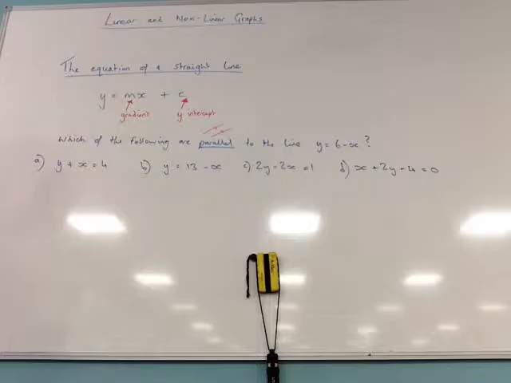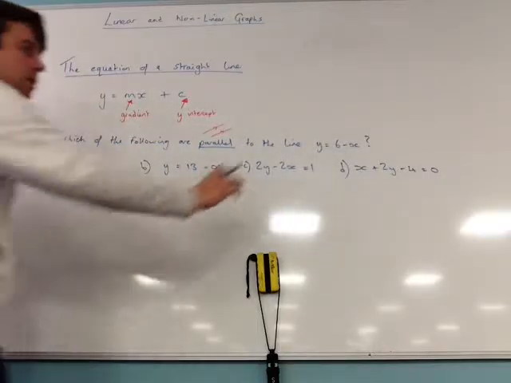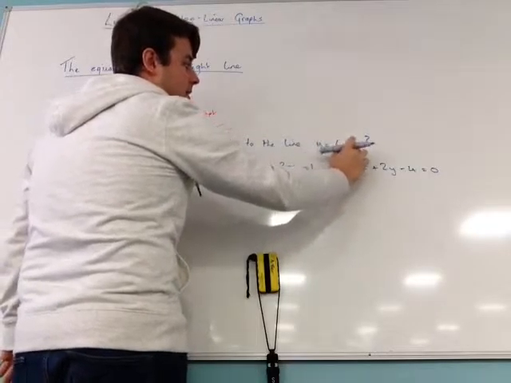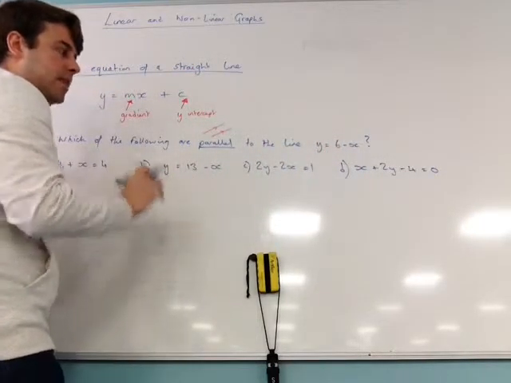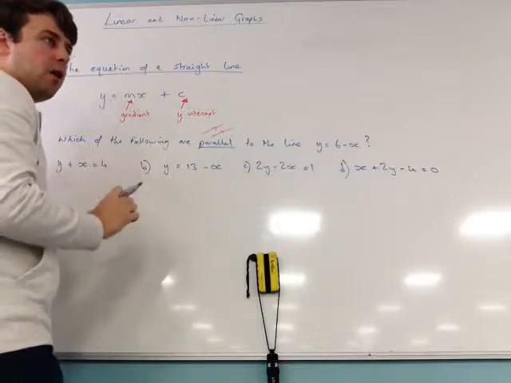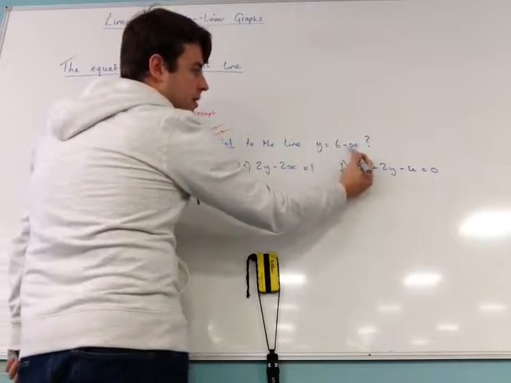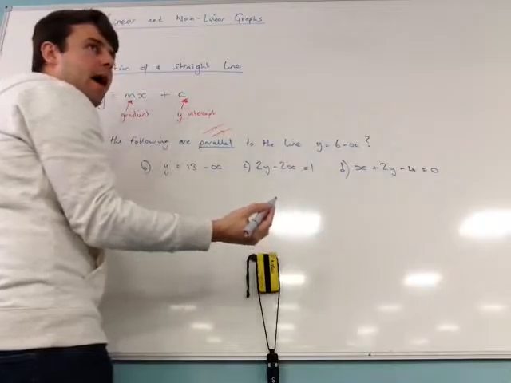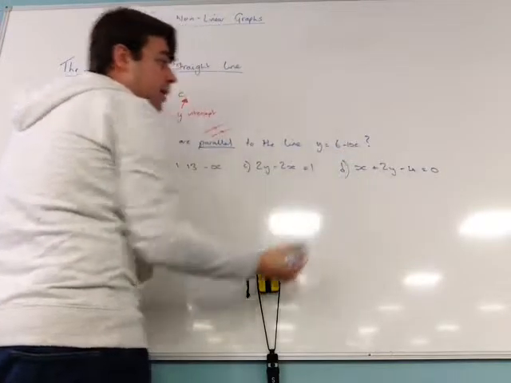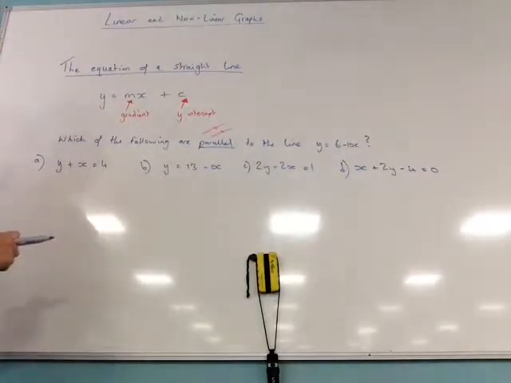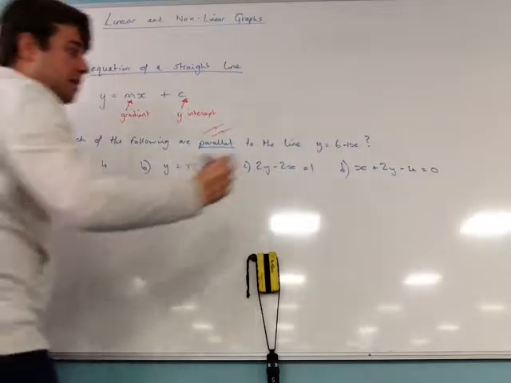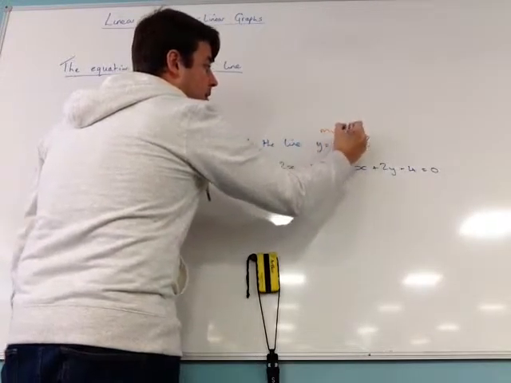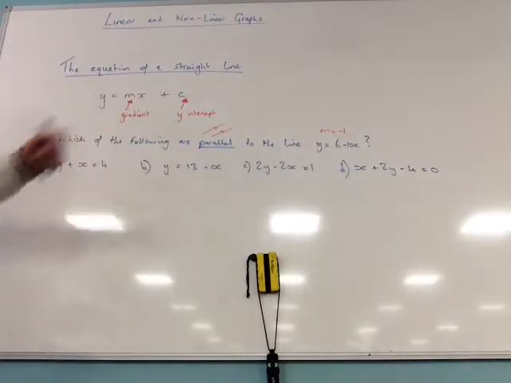So remember, we can't immediately tell what the gradient is unless the equation is in the correct form: y equals something. So in this case, y equals 6 minus x. That's the correct form. So the gradient is the number in front of the x, the coefficient. Now you might look at this and say, sir, it's minus x. What is the number there? It is a minus 1, just because it's not written, but it's there. I am looking for a gradient, an n, equal to minus 1. If it has a gradient minus 1, it is parallel to that line.